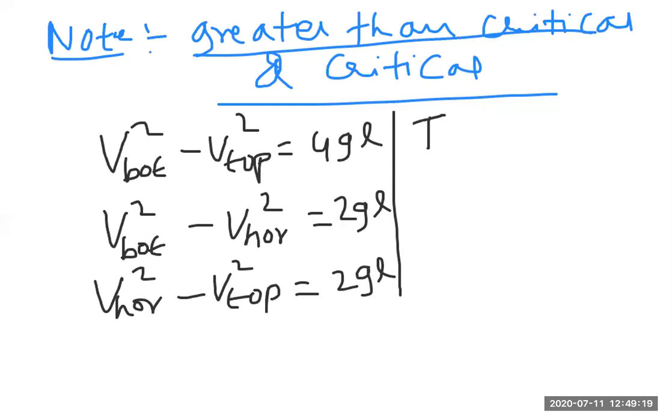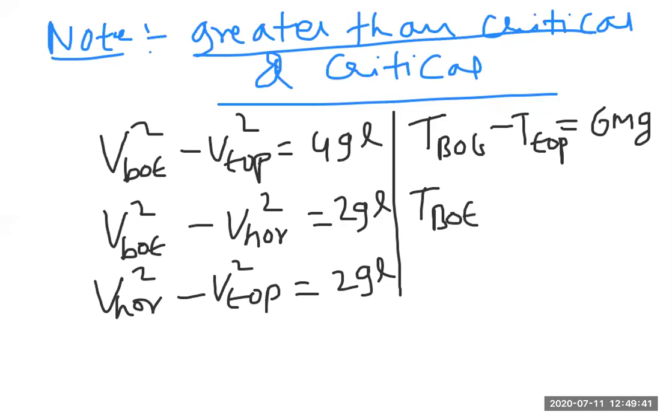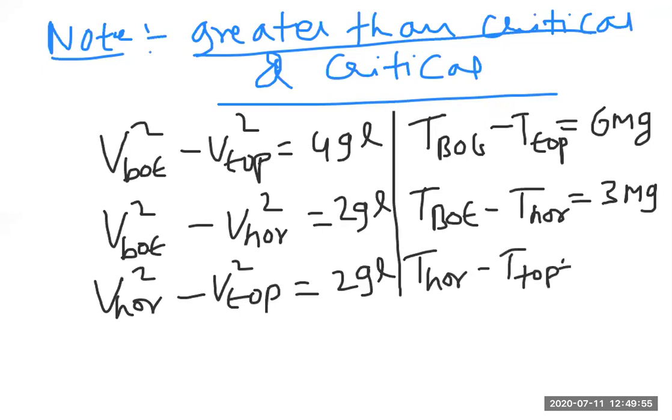Now tension at bottom minus tension at top. Taking critical, we get 6 mg at the bottom and 0 at the top, so 6 mg minus 0 is 6 mg. Tension at bottom minus tension at horizontal: 6 mg minus 3 mg is 3 mg. Tension at horizontal minus tension at top: 3 mg minus 0 is 3 mg. So these are the things we got.